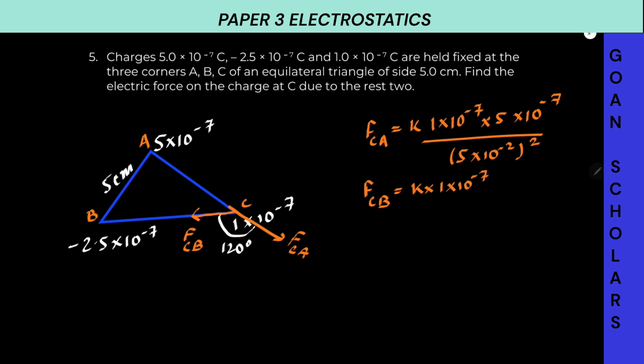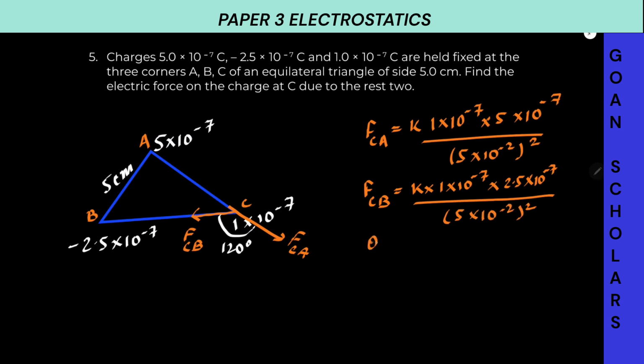The charge on B, which is minus, I am not taking the negative sign, again I am repeating. Why am I not taking the negative sign? Because we have already considered it in the arrows, right? So into 2.5 into 10 to the power minus 7. Okay, this is our Q1 Q2 upon R square. R is again 5 centimeters, so 5 into 10 to the power minus 2 whole square.